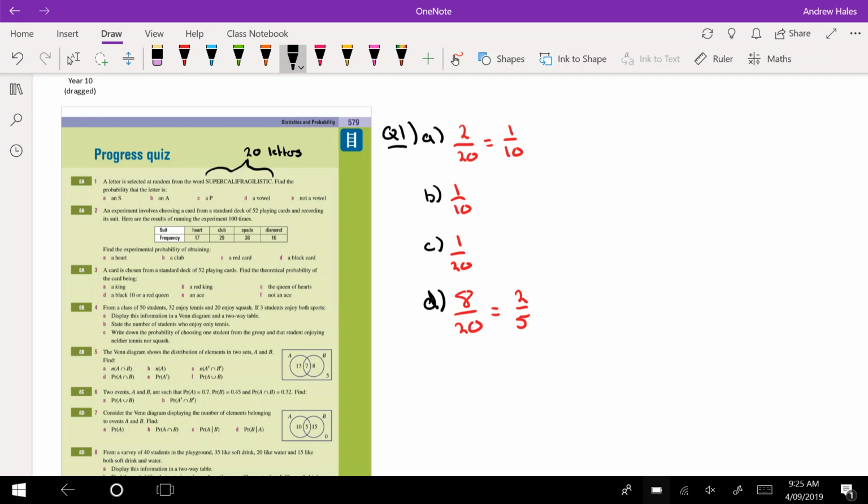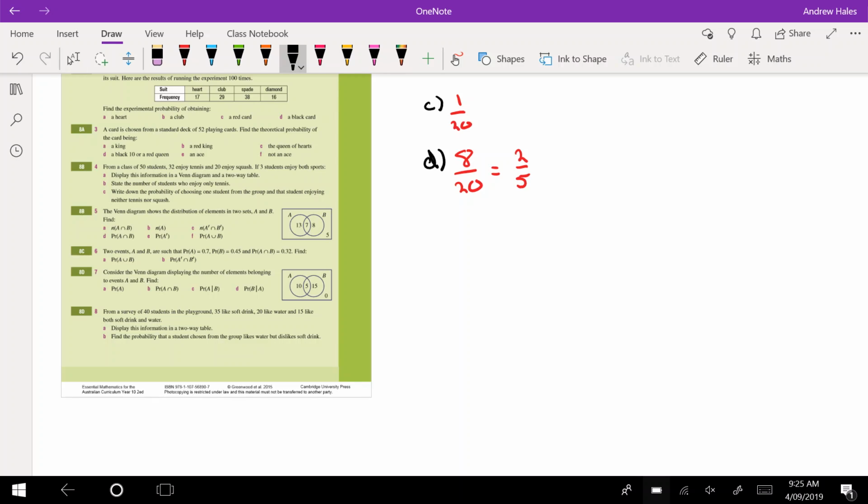And then for E, the probability that it is not a vowel, you could figure this out in one of two ways. One way could be to count up all the number of letters that aren't a vowel and then do the probability. The way I'm going to choose to do it is, we know that all probability must equal 1. So the probability of it being a vowel and the probability of it not being a vowel, they must add up to equal 1. So I'm just going to take 2/5 away from 1. And that's going to give me 3/5. And that's the probability that it is not going to be a vowel.